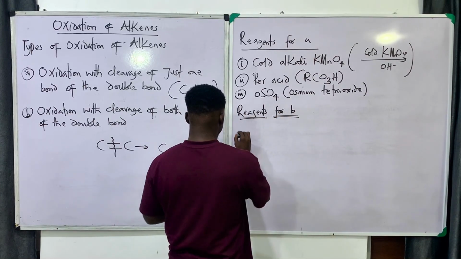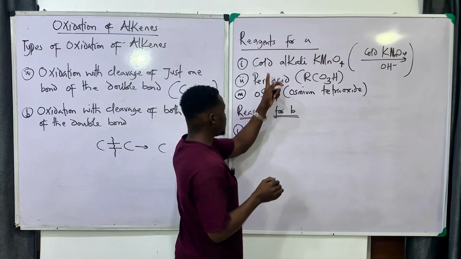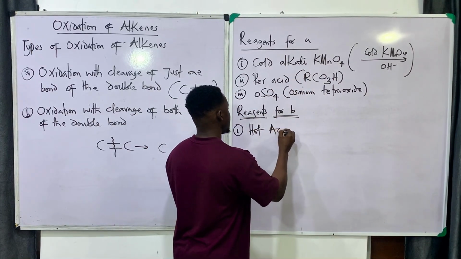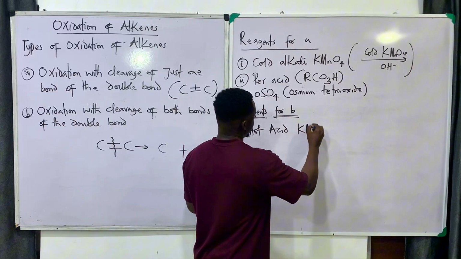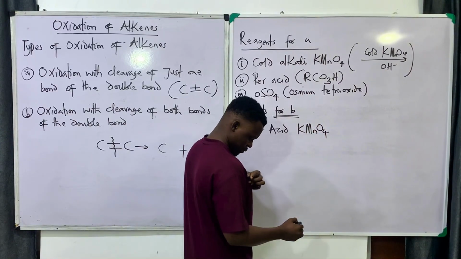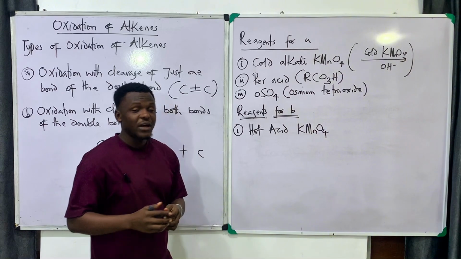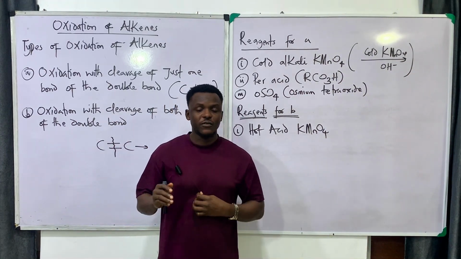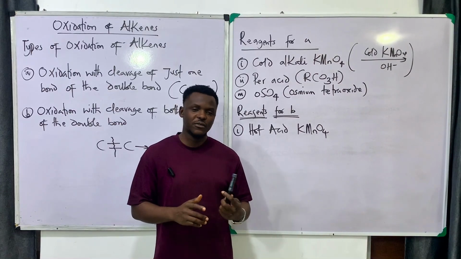Reagent for B. Remember, this was called alkaline KMnO4. The second one is hot acidic KMnO4. It's just like if you pour cold water on somebody and hot water on somebody, the effect of hot water will be much greater than that of cold water.